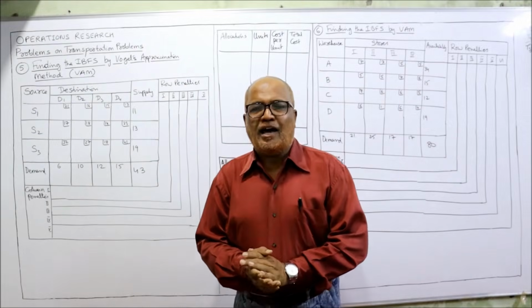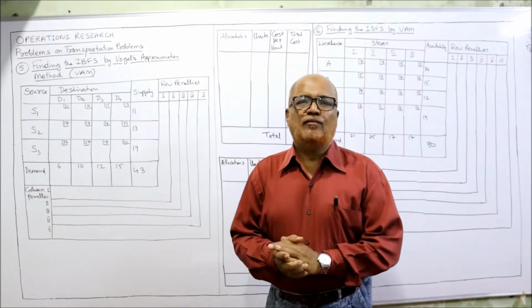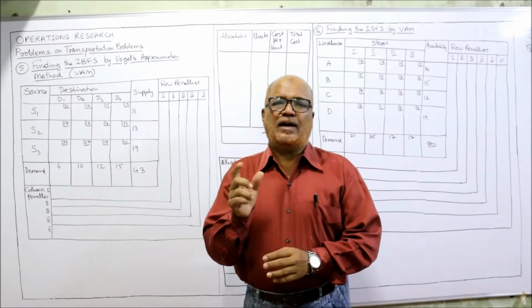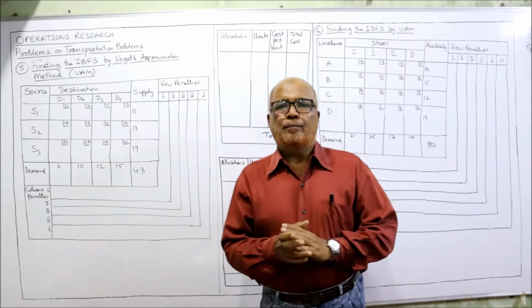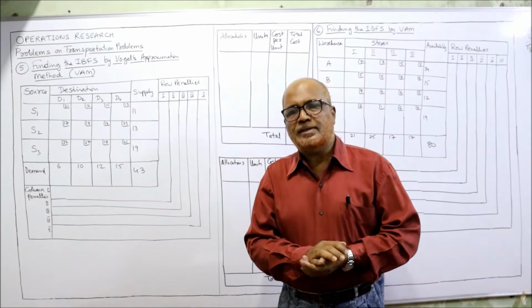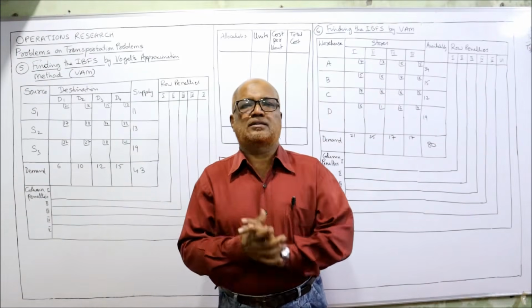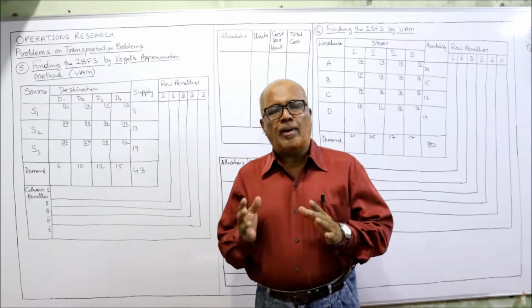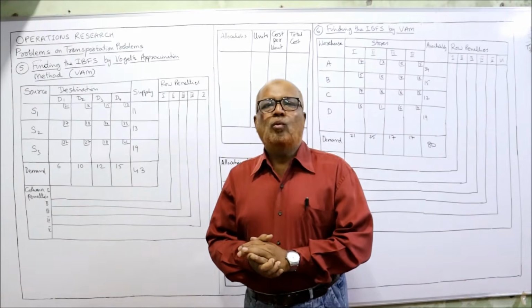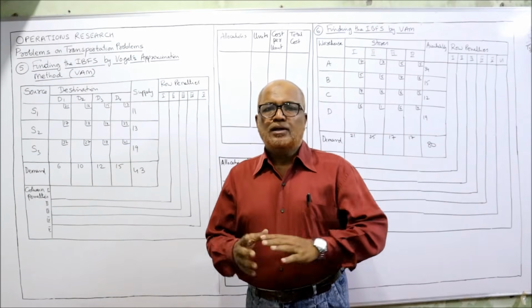I'm Hasham Ali Khan. Last video, four problems I have completed on finding out the IBFS, initial basic feasible solution. Two problems by northwest corner rule and two problems by least cost method. Now in this video, two more problems I'm going to explain you about the IBFS by Vogel's approximation method, VAM.